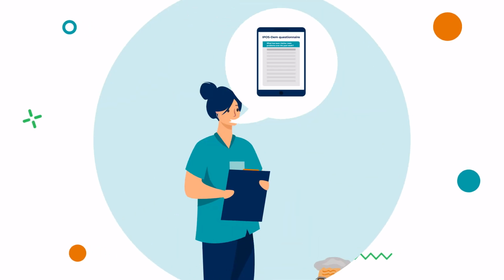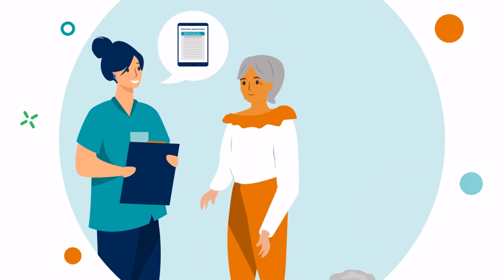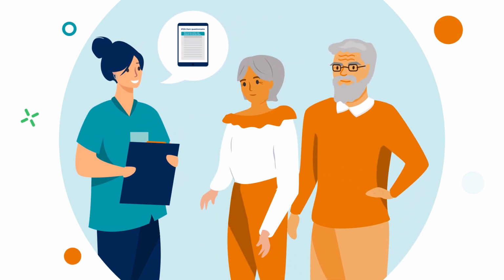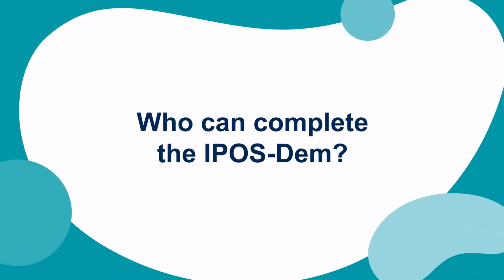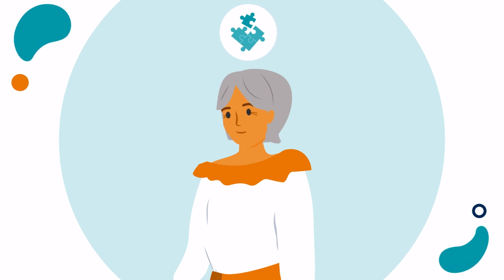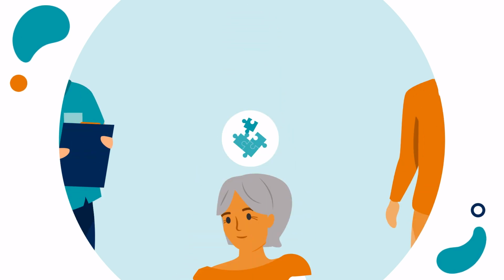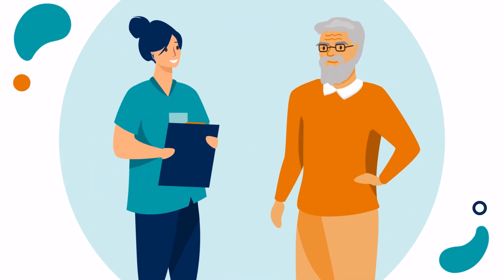The IPOS Dem can be completed by registered staff, like a registered nurse, social worker or physiotherapist, but also by a person living with dementia, a care assistant or family carer. The person living with dementia should always be involved in completing the IPOS Dem and encouraged to complete it without assistance if they can. However, if they are no longer able to participate, then the IPOS Dem should be completed by a proxy on the person's behalf.